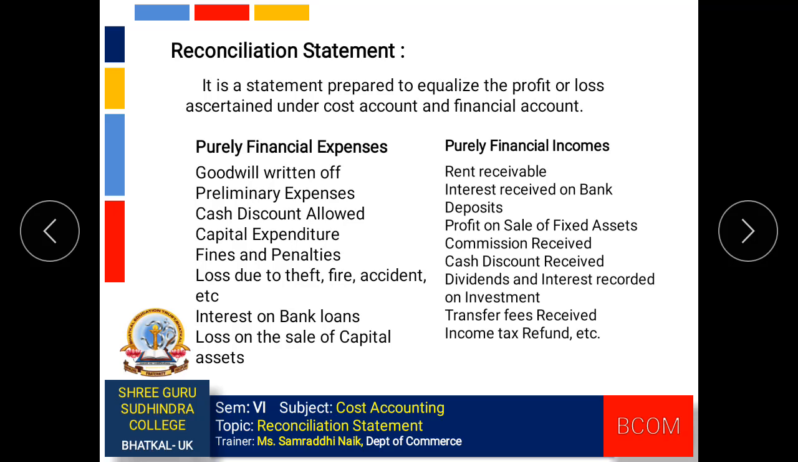Welcome to the digital learning platform of Shri Guru Sudindra College, course BCom 6th semester, subject Cost Accounting, topic Reconciliation Statement.